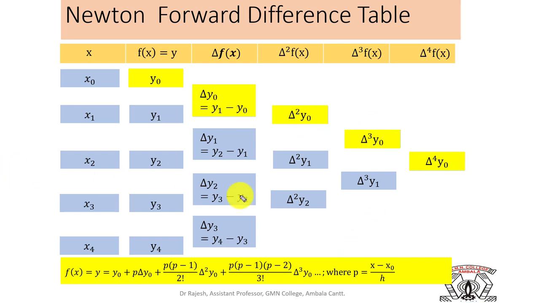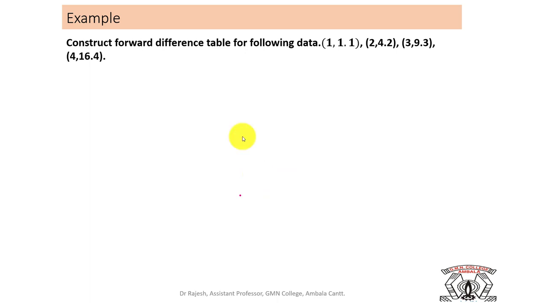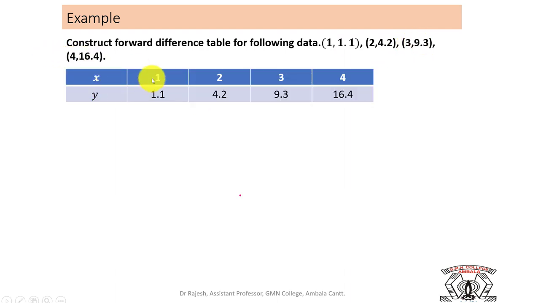So these values are to be used, and p will be determined. Okay, so next we will be moving towards the example. Construct the forward difference table for the following data. At x is equal to 1, f of 1 is 1.1, f of 2 is 4.2, f of 3 is 9.3, f of 4 is 16.4. So I will form the table: x values 1, 2, 3, 4 and y values 1.1, 4.2, 9.3, and 16.4.